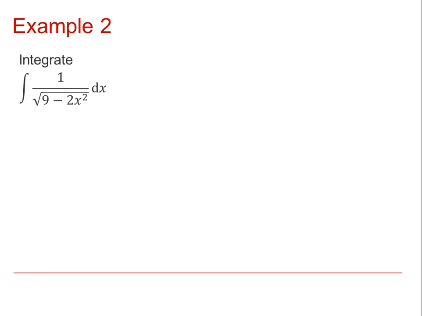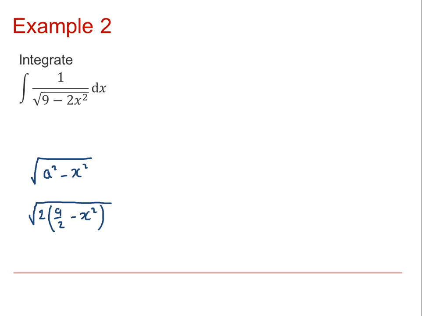Here's a similar looking question, but this time the denominator is not in the form that we need. Remember that we want the square root of a squared minus x squared. But in this particular case, we've got a multiple of x squared. So we need to start by factorizing out 2 from that denominator, so that we get the square root of 2 multiplied by 9 over 2 minus x squared.